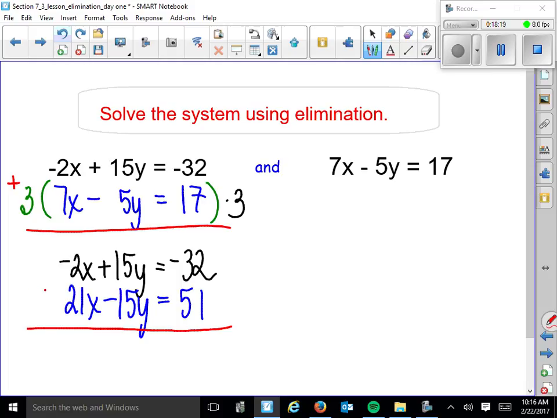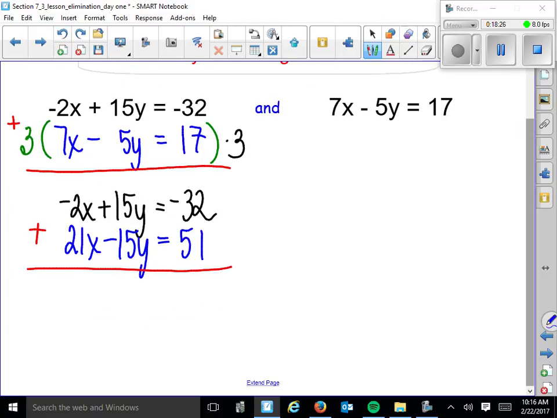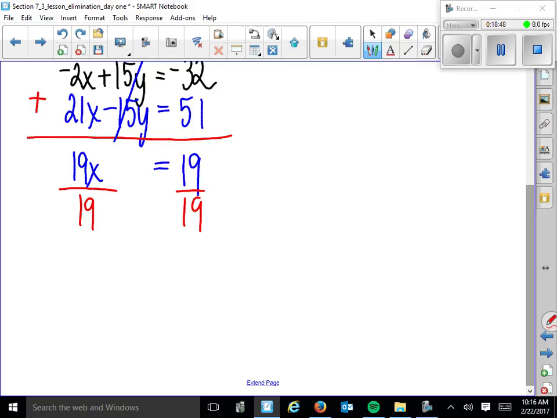Now when we add these two equations together, the x variables add up: negative 2x plus 21x is 19x. The y's are eliminated. And negative 32 plus 51, well, isn't that convenient? That equals 19. To solve for x, I will divide each side by 19. So I have half of my solution. x is equal to 1.